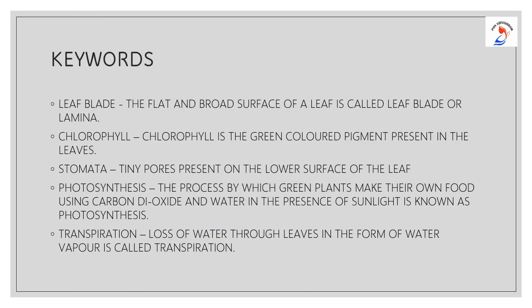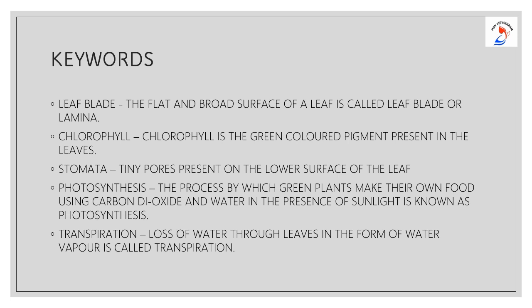Next, to sum up, we have the keywords. Leaf blade. What is a leaf blade, children? The flat and broad surface of a leaf is called leaf blade or lamina. Next comes the chlorophyll. What is chlorophyll? Chlorophyll is a green colored pigment present in the leaves. Stomata. Tiny pores present on the lower surface of the leaf are called stomata.